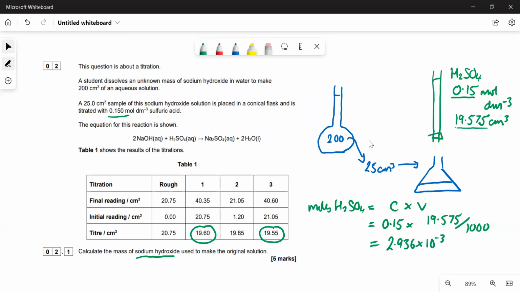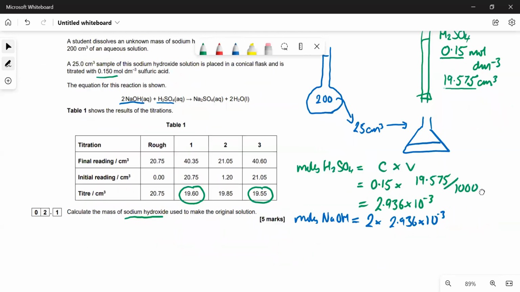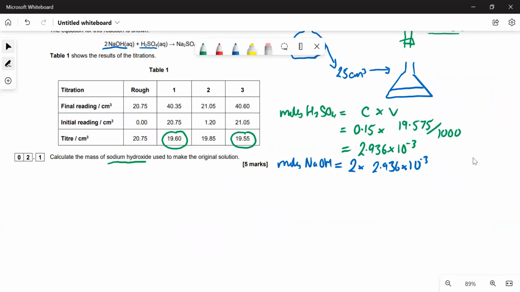Right, now we need to deduce the number of moles of sodium hydroxide. Now we've got 2 moles of sodium hydroxide reacting with 1 mole of sulfuric acid. So the moles of NaOH is going to be double that. That is equal to 5.875 times 10 to the minus 3.